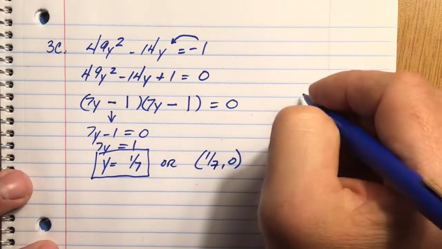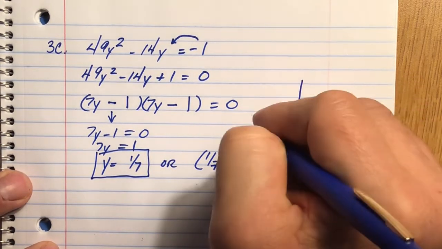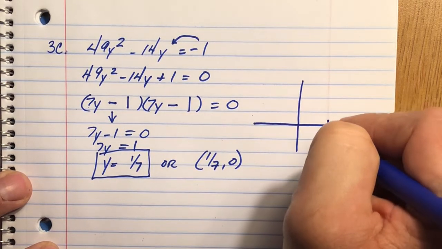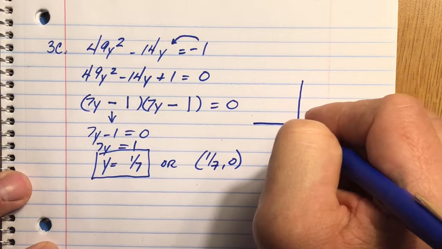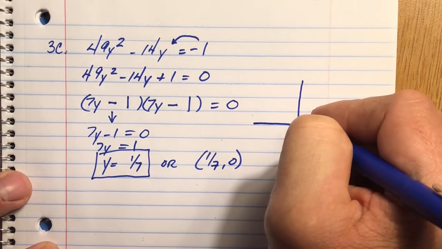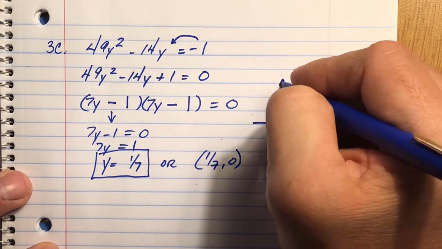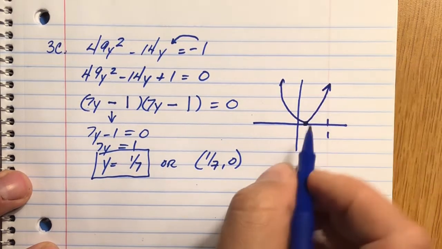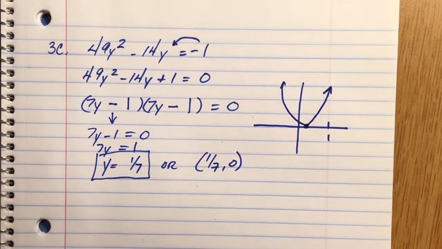So what that means, you guys, is if I were to look at my graph, let's say that this was 1, 1/7 may be, I don't know, right there. My graph is going to look like that. It's going to have one intercept. That's it, because I just have one solution.